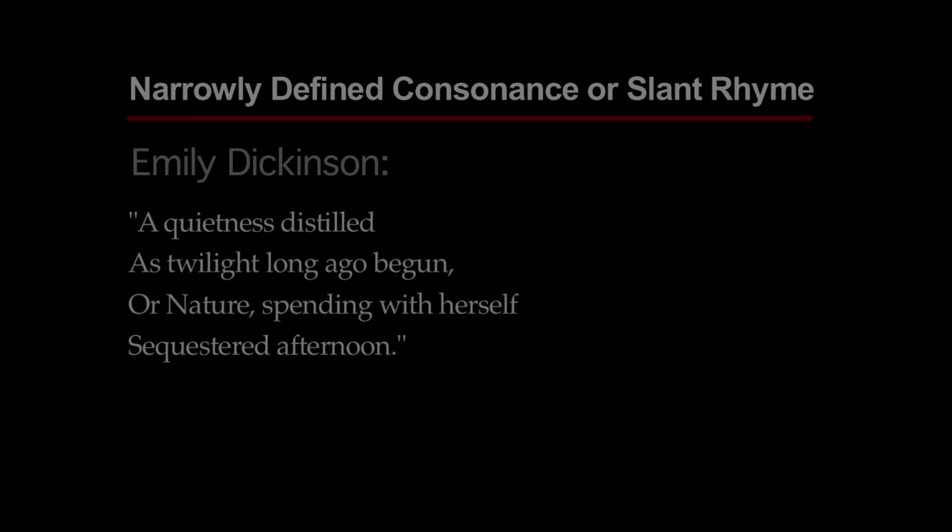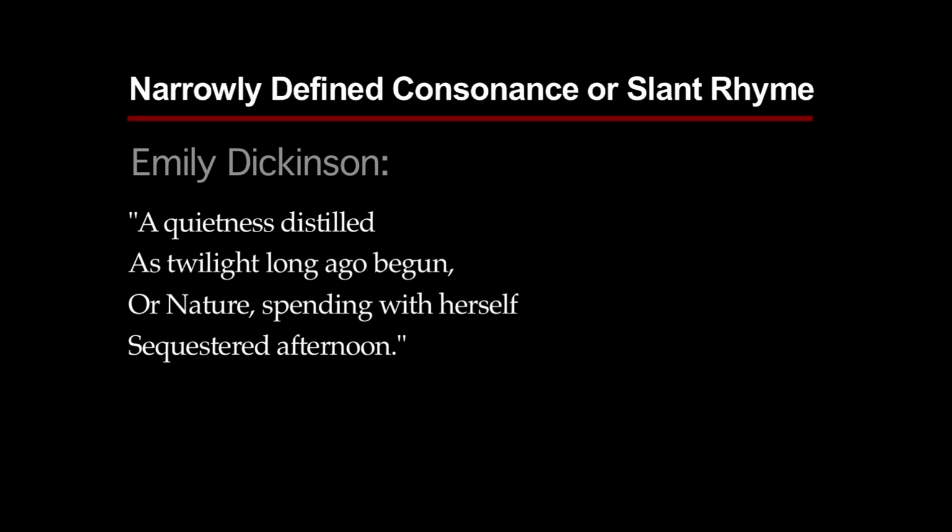These lines are from Emily Dickinson's poem, "As Imperceptibly as Grief." "A quietness distilled as nature long begun, or nature spending with herself sequestered afternoon." The use of the N sounds in the words begun and afternoon exemplifies the narrow definition of consonance, or as many poets call it, slant rhyme.